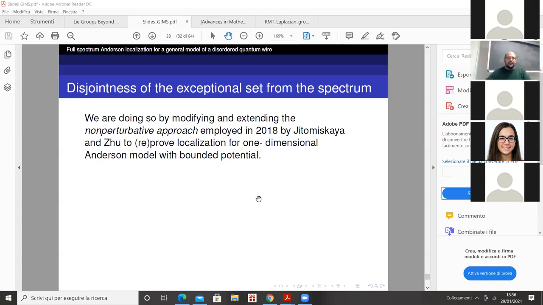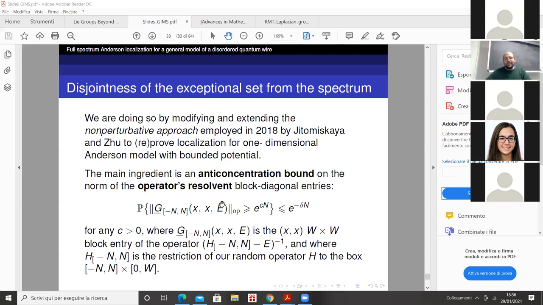And one of the main ingredients is this very nice anti-concentration property for the diagonal blocks of the Green function, that this is just the inverse of the restriction to a finite interval of the operator. Here I forgot some brackets, but it's this minus the energy. This is called the resolvent or the Green function of the operator. And this was somehow challenging, but this is my ingredient of this step.